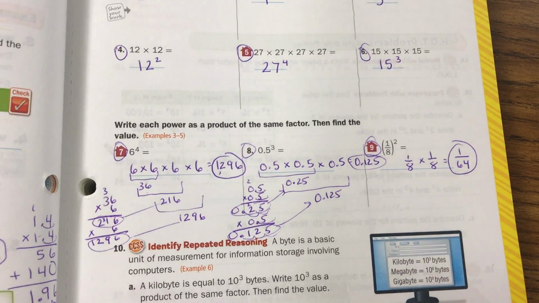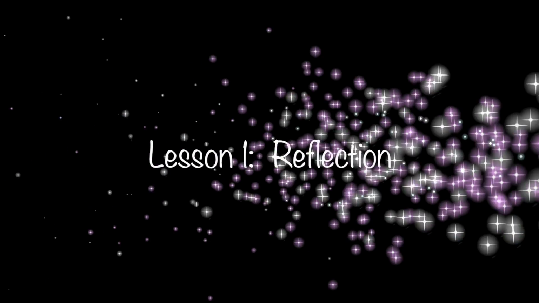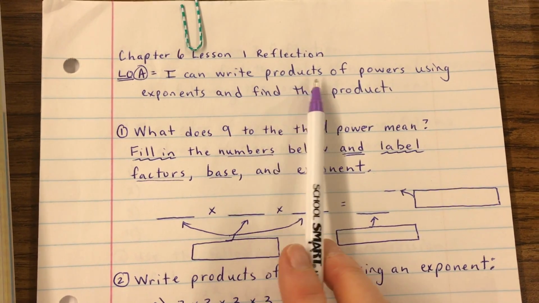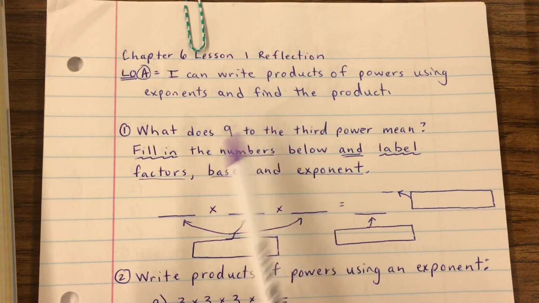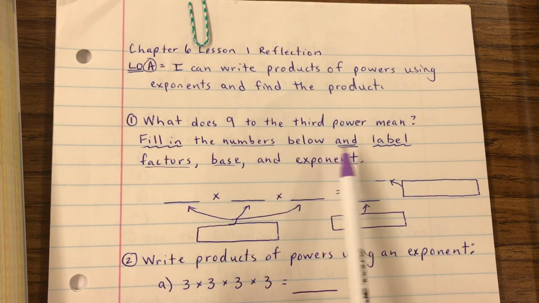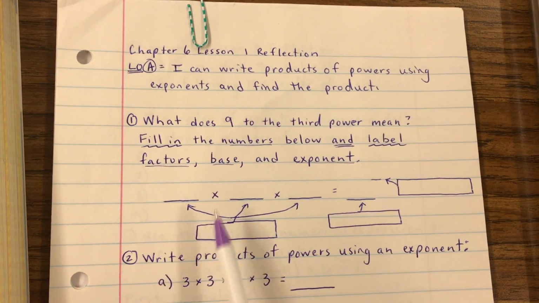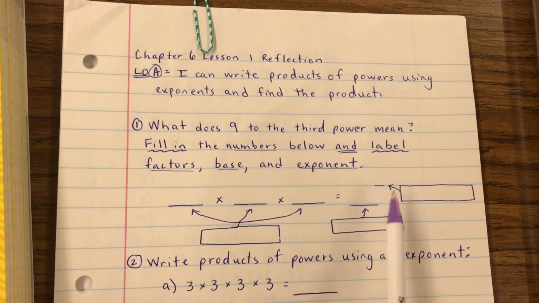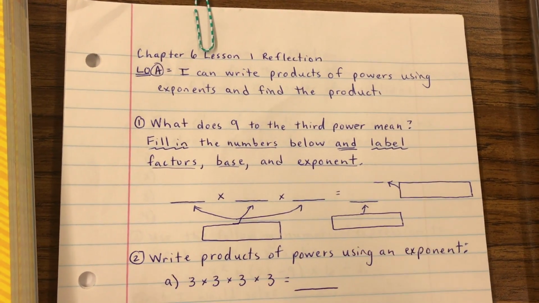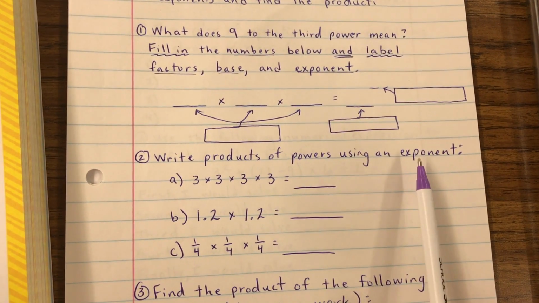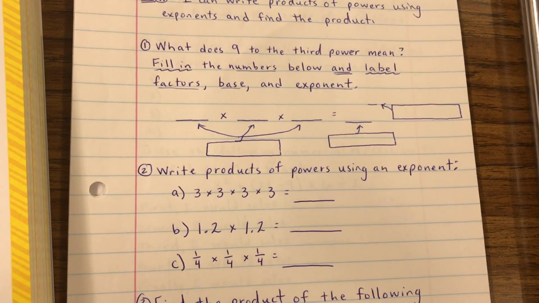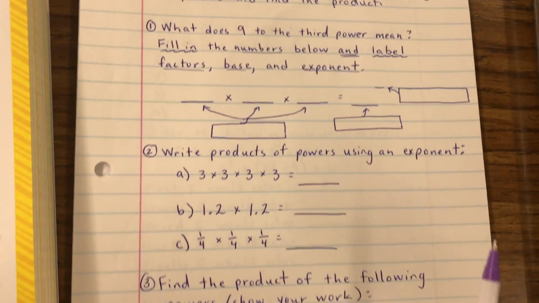It's reflection time. All right, here's the Chapter 6, Lesson 1 reflection for writing products of powers using exponents and finding the product. What does 9 to the 3rd power mean? Fill in the numbers below and label factor, base, and exponent. So you need 9 to the 3rd power, put it in there, label where the factors, base, and exponent are in these boxes. And number 2, write products of powers using an exponent. So you have to write this with a base and an exponent for A, B, and C. Don't forget the parentheses for the fraction.